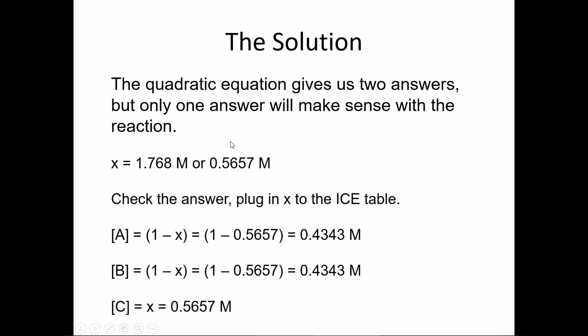So if we plug the smaller number back into our ICE table, we can calculate our value of A, 1 minus 0.5657, and calculate the value of B, which is the same thing. So they're both 0.4343 molar. At equilibrium, this is what will be left of A and B. And then C was just equal to x, which is our 0.5657. So this would be the amount of product that we make. And if you plug this back into our expression of C divided by A times B, you will get our K equilibrium value of 3.